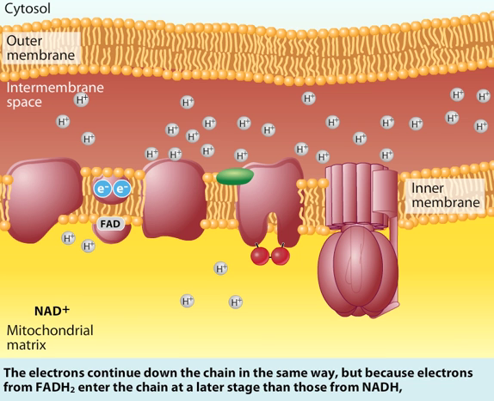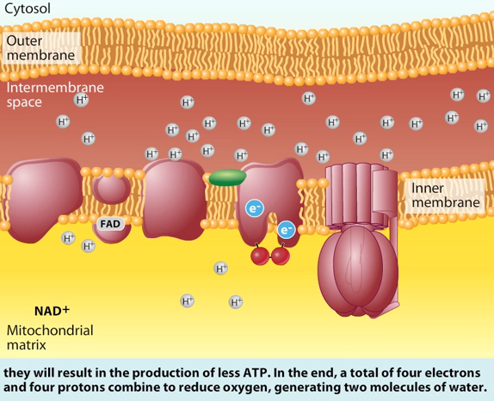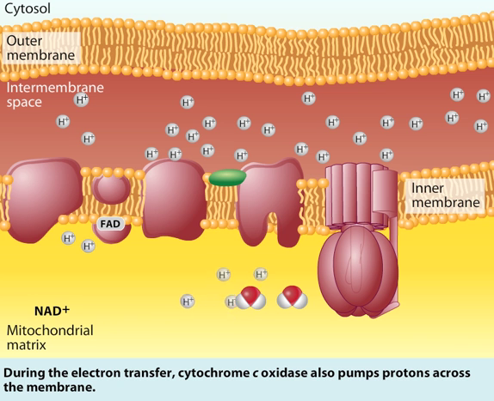The electrons continue down the chain in the same way, but because electrons from FADH2 enter the chain at a later stage than those from NADH, they will result in the production of less ATP. In the end, a total of 4 electrons and 4 protons combine to reduce oxygen, generating 2 molecules of water. During the electron transfer, cytochrome C oxidase also pumps protons across the membrane.